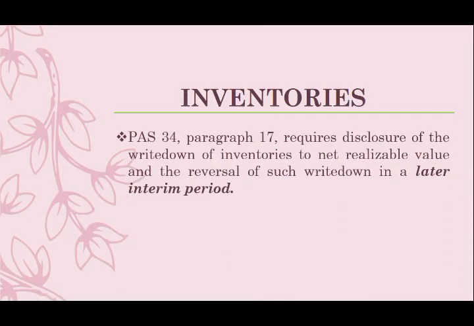PAS 34 paragraph 17 requires disclosure of the write-down of inventories to net realizable value and the reversal of such write-down in a later interim period. The net realizable value of inventories is determined by reference to selling prices or market prices and the related cost to complete and dispose at interim dates.